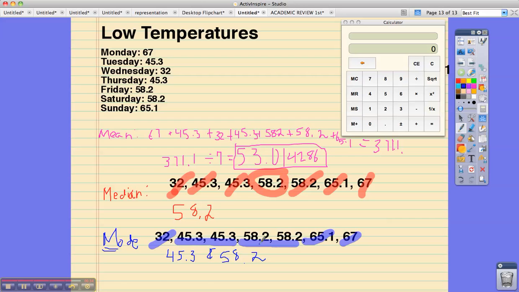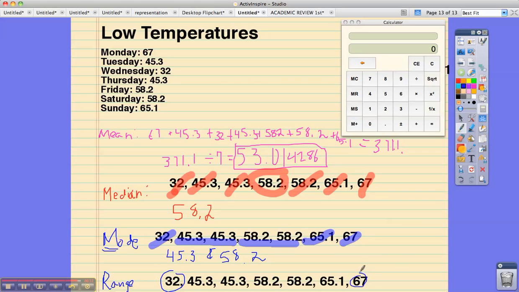And then our last thing that we're talking about is the range. So let's write that down, range, and we're going to use these values again. And to find the range, that's the distance, how far I ran. So I'm going to take my smallest value, 32, my biggest value, 67, and do 67 minus 32. That's 7 minus 2 is 5, 6 minus 3 is 3, so my range is 35.